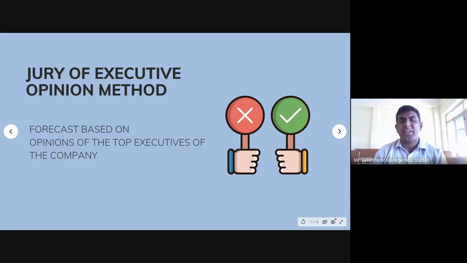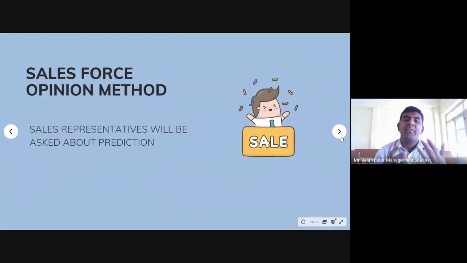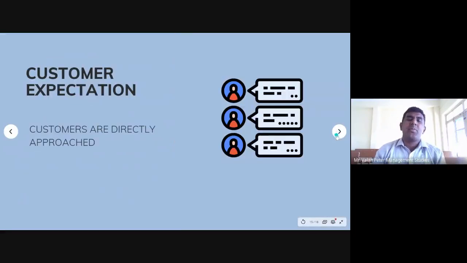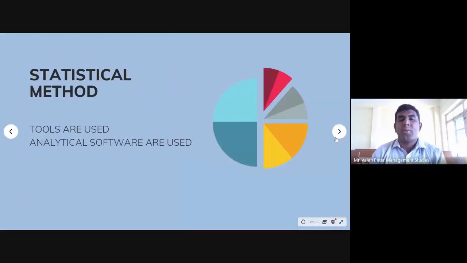And there are a few types. The first type is the jury of executive opinion method, where executive members of the company take a decision, and there are merits and demerits. We saw the Salesforce opinion method, where salespeople give their opinion about the forecast. We saw customer expectation, where customers tell you what they need, and the forecast is done based on the customers' needs. And finally, we saw the statistical method, which relies on tools and software to predict the forecast.